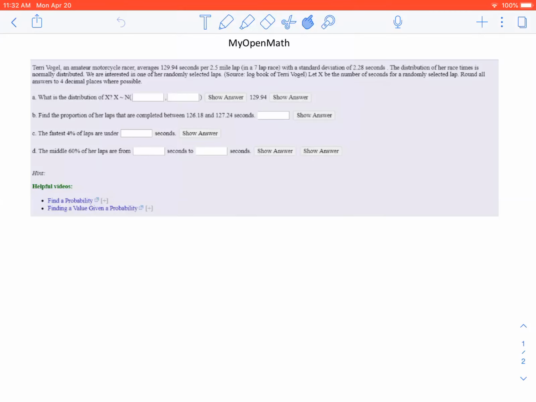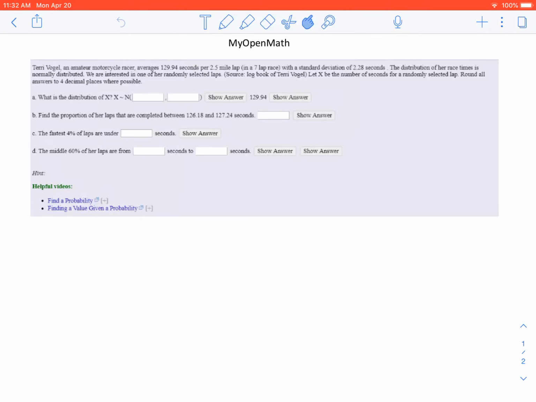Okay, this is a problem from MyOpenMath, and it says Tom's an amateur motorcycle racer, averages 129.94 seconds per 2.5 mile lap in a 7-lap race with a standard deviation of 2.28 seconds. The distribution of his race times is normally distributed. So whenever it says normally distributed, bell-shaped curves. We are interested in one of her randomly selected laps.